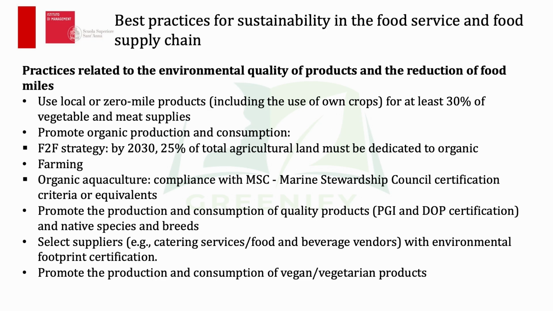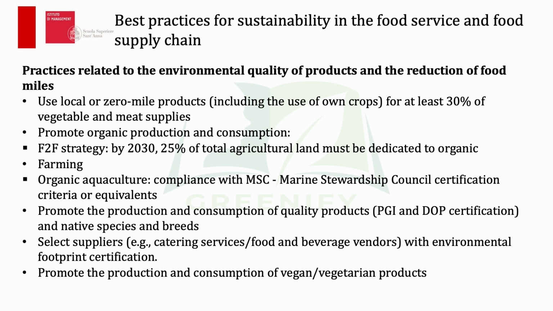An initial list of practices involves reducing food miles and improving environmental quality through production choice. For example, by using local zero-mile products or promoting the purchase of organic products grown without the use of pesticides. In this regard, the European Commission's Farm to Fork strategy has set the goal of dedicating 25% of agricultural land to organic farming by 2030.